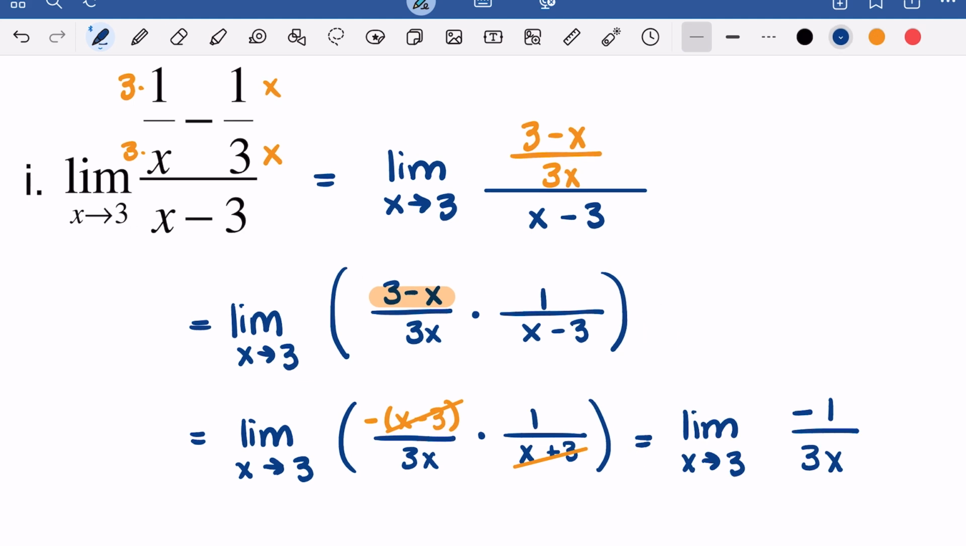So now I have a function that I can directly substitute 3 into because it does exist in its domain. So I'm left with negative 1 over 3 times 3, which gives me a limit value of negative 1 over 9. And I'm done.